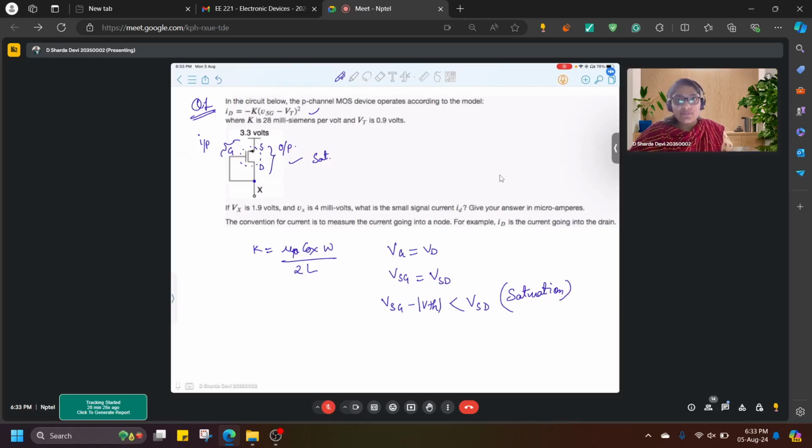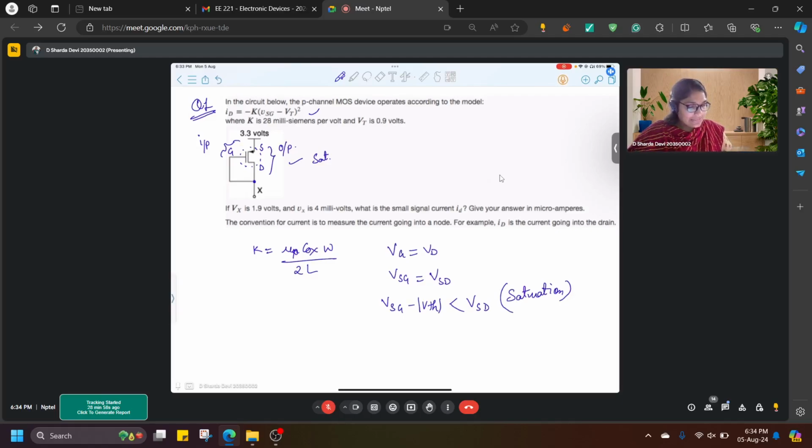First of all, we have to find out the situation of VGS. Is VGS, or VSG, greater than VTH or not? First the transistor needs to be on; you have to check that in the very beginning. The second thing is to identify whether the transistor is in the linear region or the saturation region, because we apply the formulas according to the region of operation.